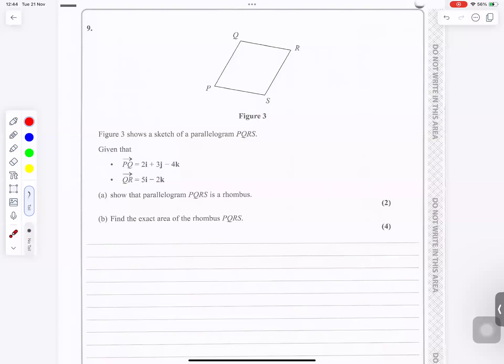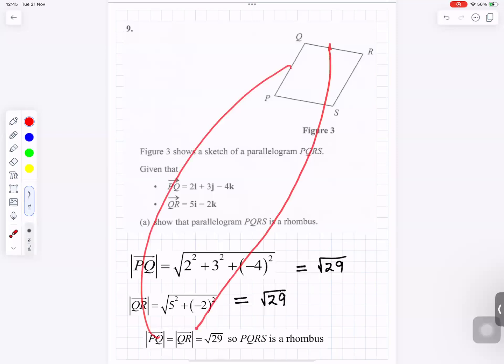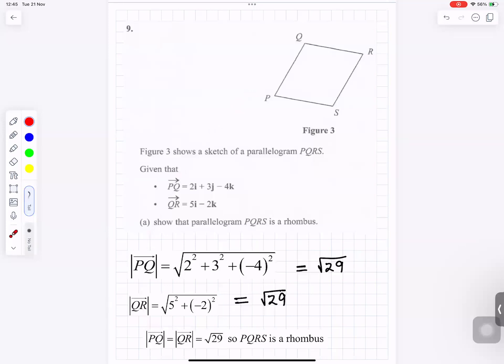That's question number 9. So question number 9, I want to show that PQRS is a rhombus. So we want to find PQ first. So do 2 squared plus 3 squared plus minus 4 squared. It gives you square root of 29. And QR, 5 squared plus 2 squared is square root of 29. So since PQ is equal to QR, PQRS is a rhombus.